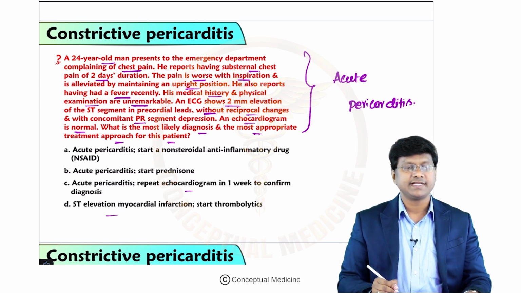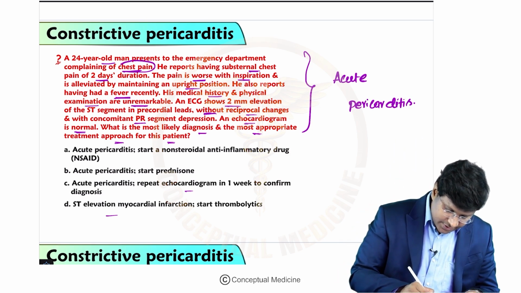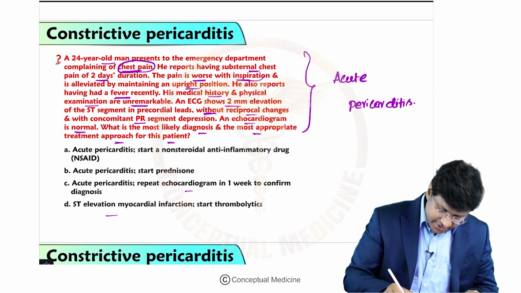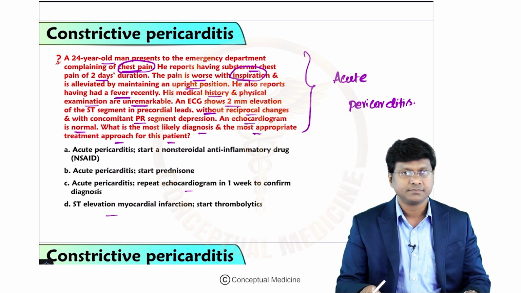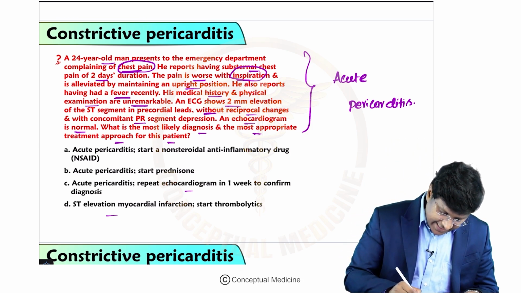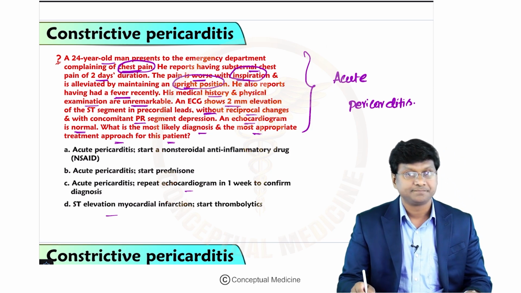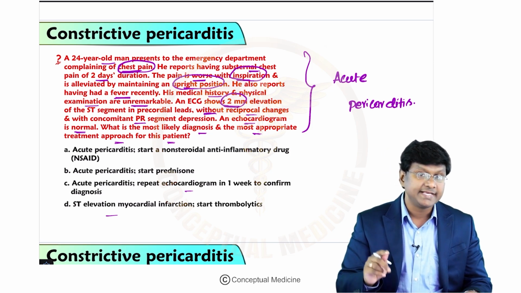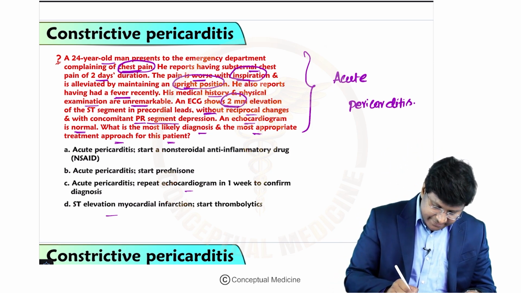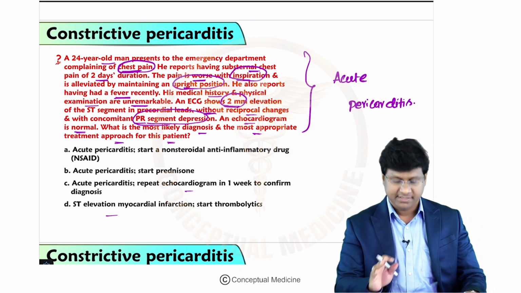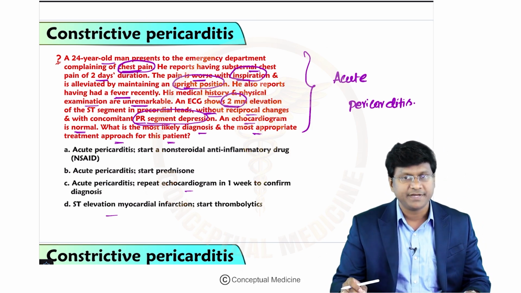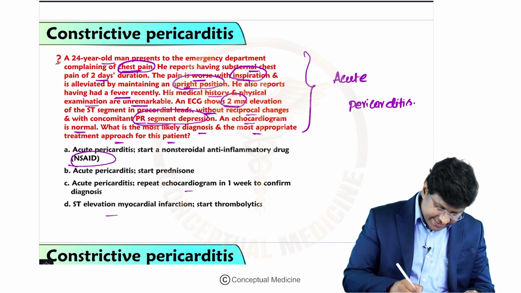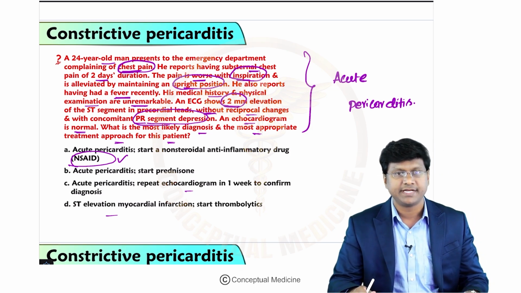Now, why are you telling it is suggestive of acute pericarditis? Because the individual has a history of chest pain, and this chest pain increases on inspiration and is alleviated by maintaining the upright posture. And ST segment elevation of 2 mm in all the leads except AVR, and PR segment depression in all the leads except AVR. These are all features suggestive of acute pericarditis. And in acute pericarditis, what will you give as a treatment? We will give NSAIDs as a treatment in patients with acute pericarditis.